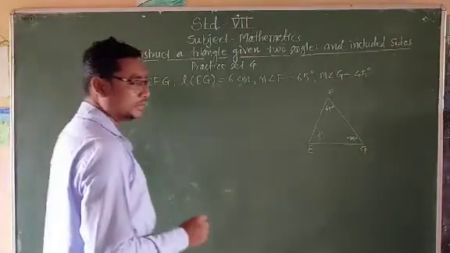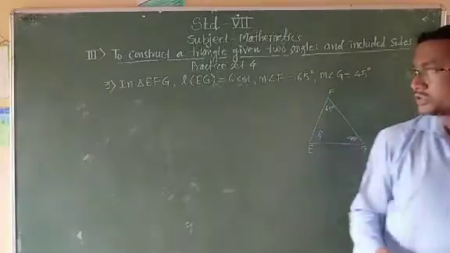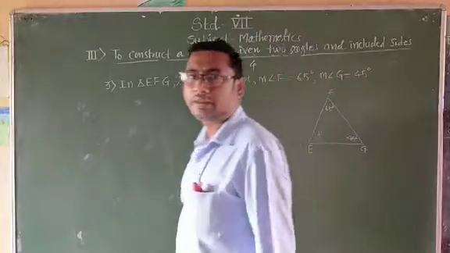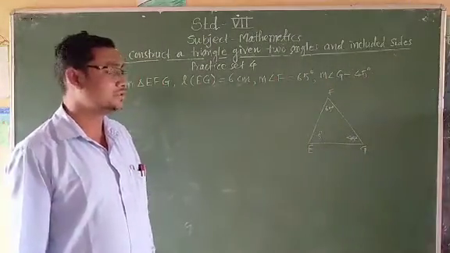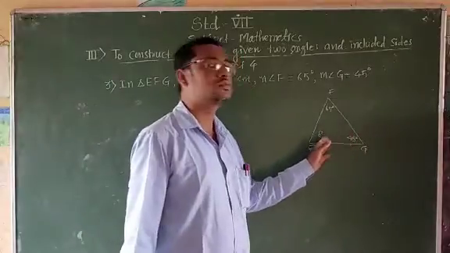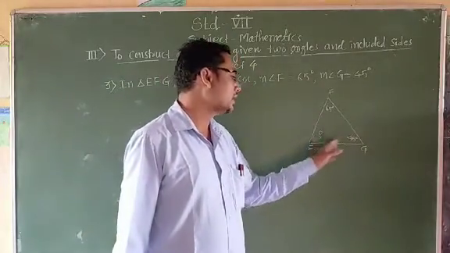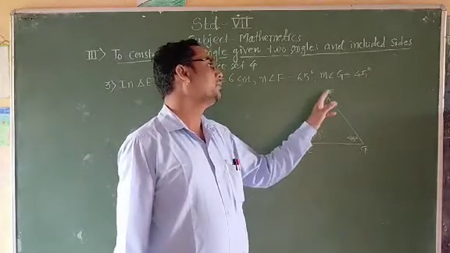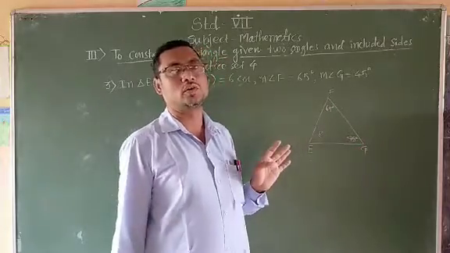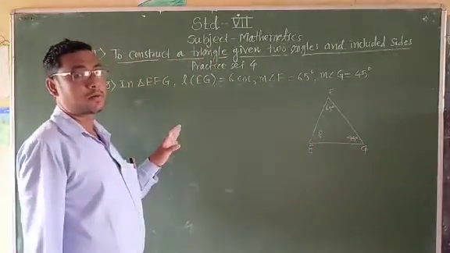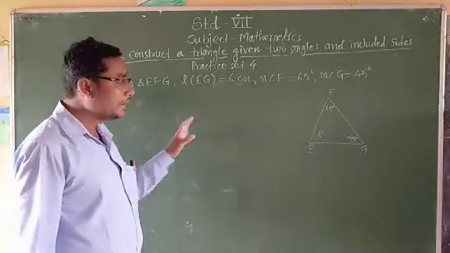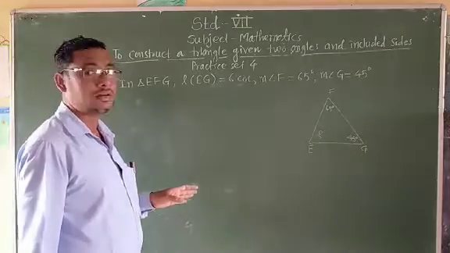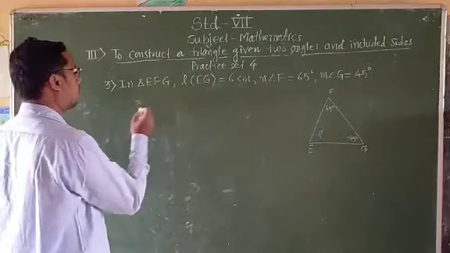So how to get angle E? Do you know, students, the sum of the measures of the three angles of a triangle? It is 180. The sum of the measures of the three angles of a triangle is 180 degrees. So angle E plus angle F plus angle G is equal to 180 degrees. So that property of triangle we have to use. Which property? The sum of the angles of a triangle is 180 degrees.